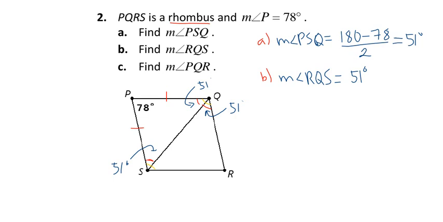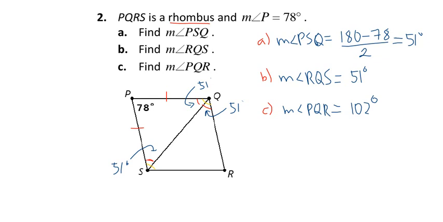And then on part C, we have to find the measure of angle PQR. PQR is the entire angle at vertex Q, and it's simply 51 plus 51, which is 102 degrees. So C, measure of angle PQR is 102 degrees. And with that, we are over with this problem.